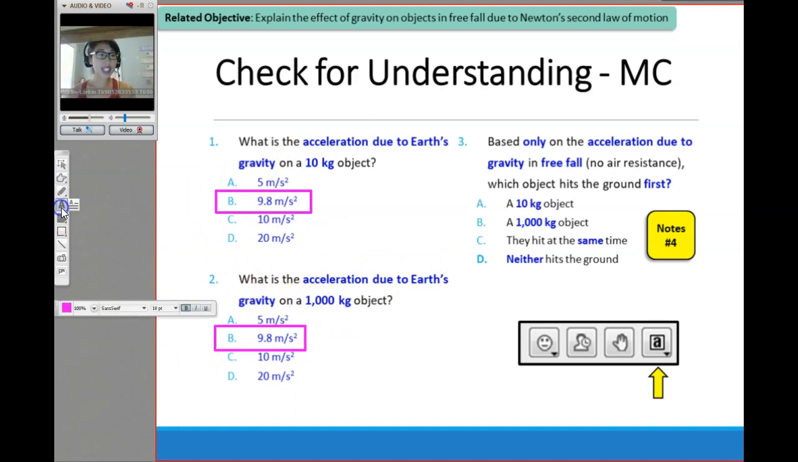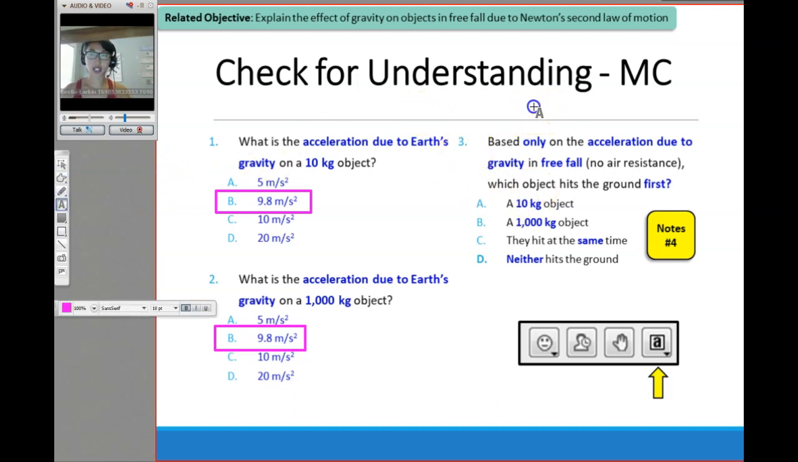So this means that they speed up the same amount. So if they speed up the same amount based only on acceleration due to gravity in free fall with no air resistance, which object should hit the ground first? If there's only this identical acceleration due to gravity, no other things, which one hits the ground first?